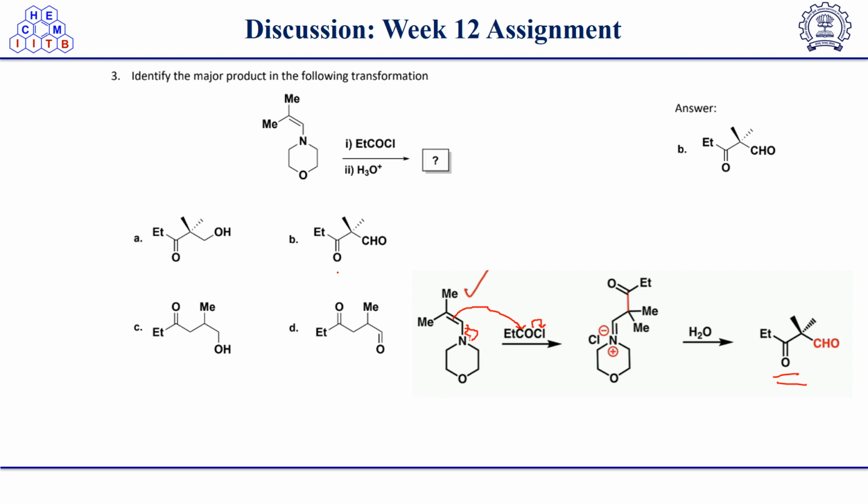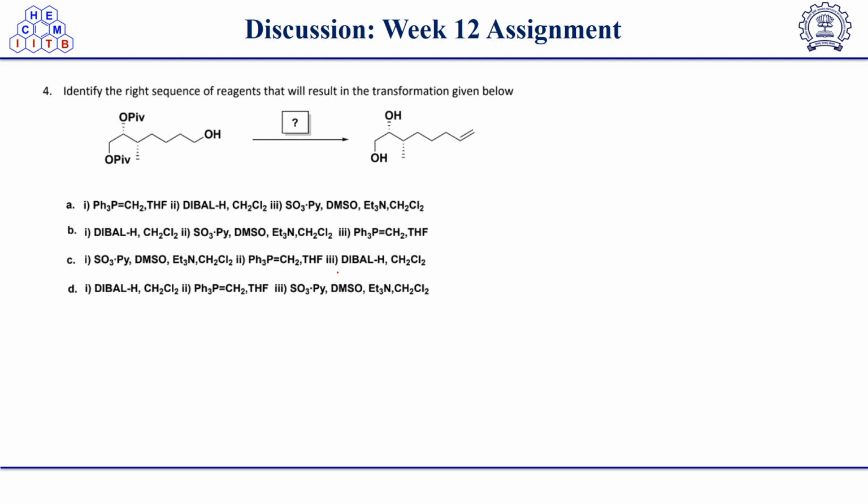Okay, now moving on to the next question. Identify the right sequence of reagents that results in the following transformation given below. That is, this corresponding compound is converted into this OH, and this hydroxyl group here is converted into this CH2 group. So, what will be the correct sequence of reagents? That is Wittig reagent, DIBAL-H, then this Swern oxidation. So, what will be the correct sequence to do these three reactions: Wittig reaction, DIBAL-H reduction, and Swern oxidation?